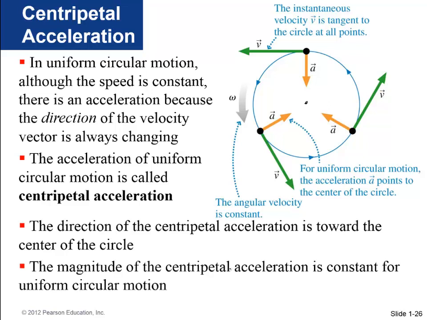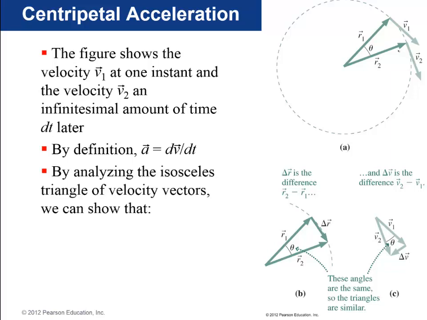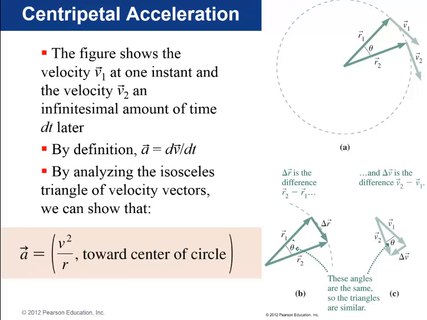And the magnitude of the centripetal acceleration is constant for uniform circular motion. If you want to find out what that is, you can look at the velocity v1 at one instant and v2 at another instant. By definition, a is dv by dt. So you can take delta v is v2 minus v1. This turns out to be a similar triangle to delta r, which is r2 minus r1, because they have the same angle. We can do the analysis and find that the magnitude of that acceleration at any instant is v squared, where v is the instantaneous speed, divided by r. And the direction is towards the center of the circle.